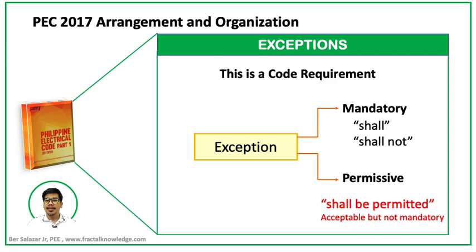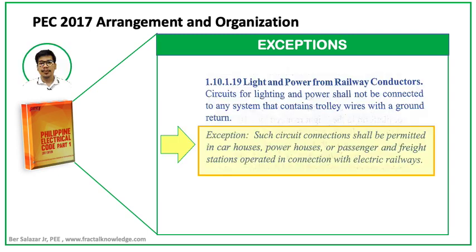A permissive exception uses the word such as shall be permitted, which means it's acceptable but not mandatory to do. Here's an example of an exception. It's a permissive exception. Acceptable but not mandatory.